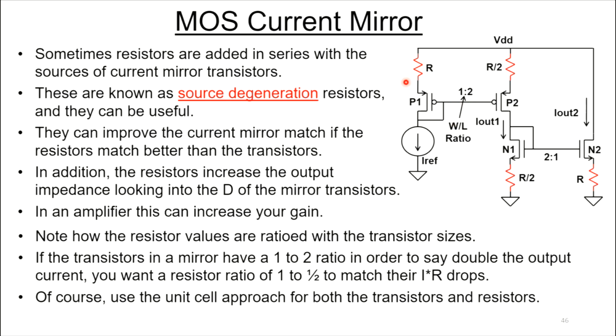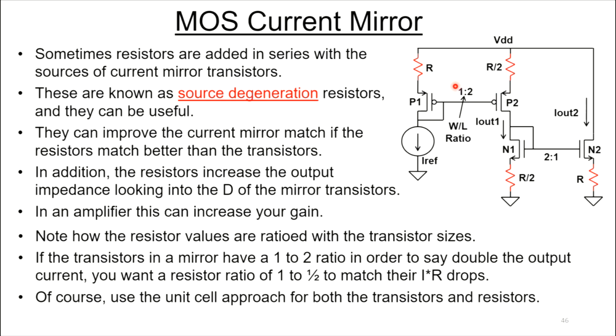In this case, we said we were doubling the current. 1x in this branch, 2x in this branch. Well, look at the resistors. We're not doubling the resistors, we're cutting the resistors in half. So the resistor ratio is exactly opposite to the transistor sizes. And that's because we want the drops across all these resistors to be the same. We want this voltage drop to be the same as that voltage drop. So if we double the current, we're going to cut the resistance in half.